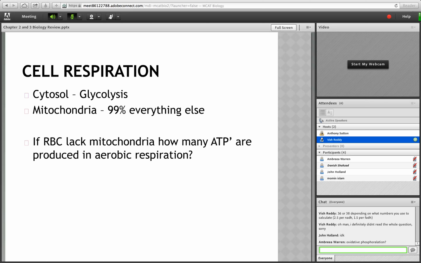So let's look at the key parts of this question. First, we don't have mitochondria. Second, how many ATPs are produced? Not the net ATP, but how many ATPs are produced? So does anybody have an answer that they think is right? Moment, go ahead. 38. Anybody agree with that? Disagree? John says 0.